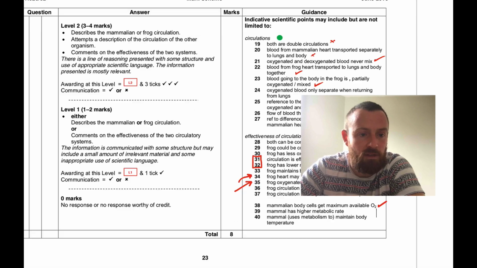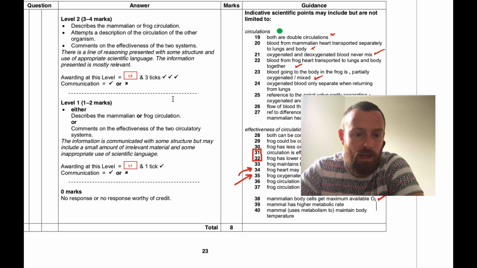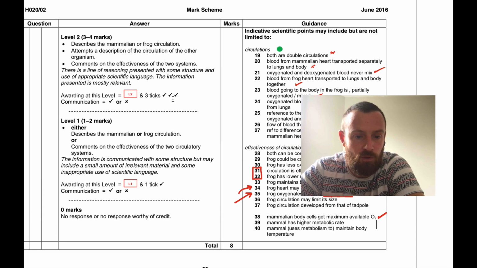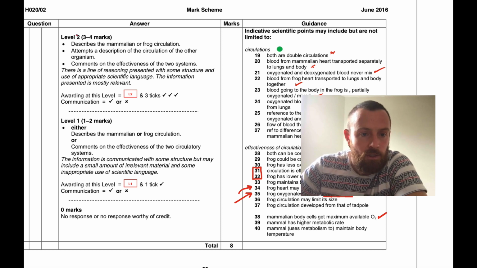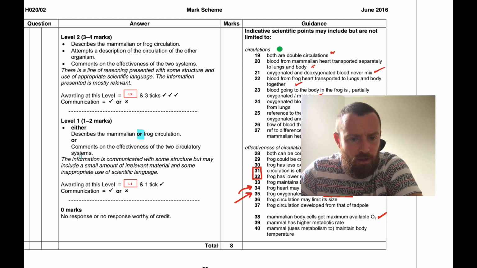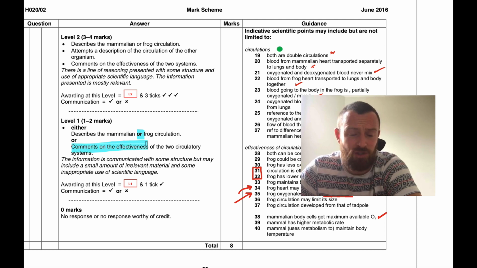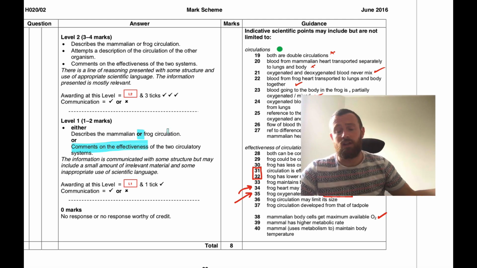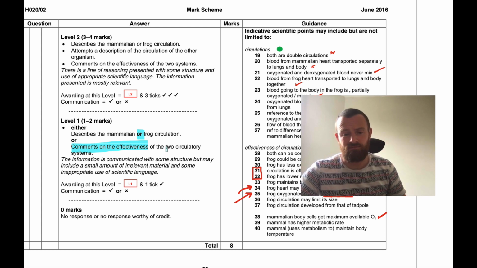Okay, so in terms of the levels of response, now time to work out what kind of level of response you got. I'm going to assume that we all got this. You either described the mammal or the frog. Okay, so you just did one of them. Or hopefully you did describe both, and you commented on the effectiveness. So you described the mammal circulation, and then you said that it's a bit more effective.